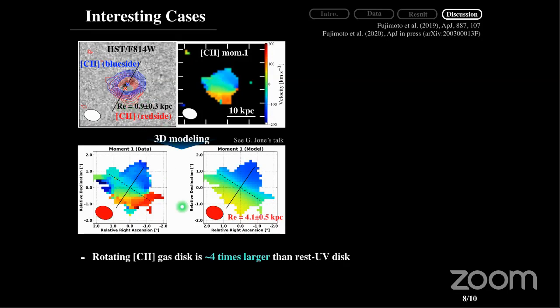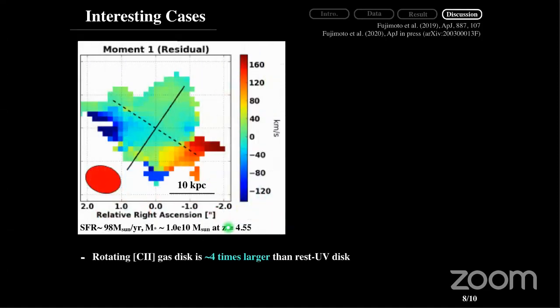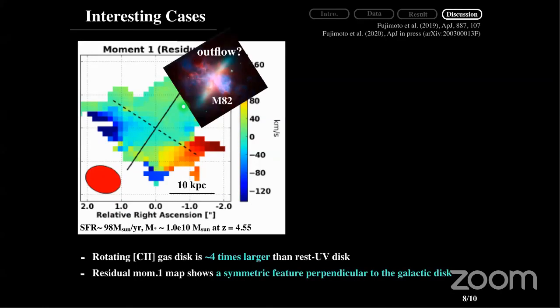So we might be witnessing the kinematics of the C2 halo, or let's say a large gas disk co-rotating with the central galaxy disk. Interestingly, when we take a look at the residual map, we identify a symmetric feature perpendicular to the main disk. So this may indicate that we are also witnessing the ongoing outflow, like the famous picture of M82.